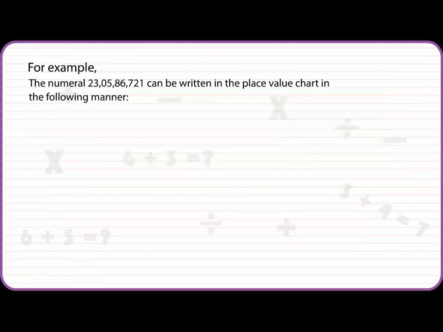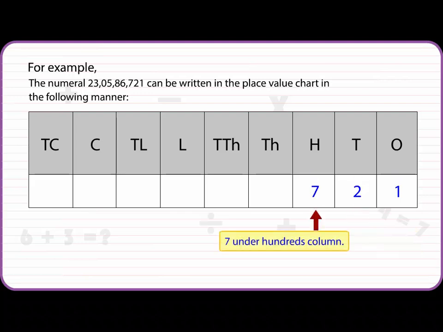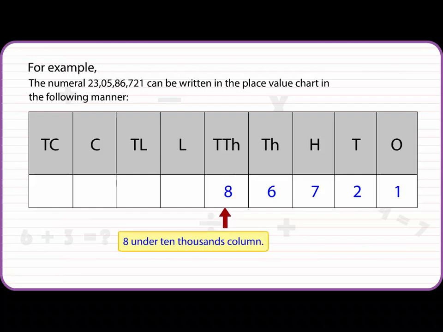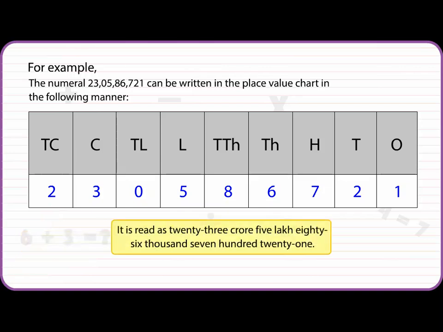For example, the numeral 23 crore 5 lakh 86,721 can be written in the place value chart in the following manner: 1 under 1's column, 2 under 10's column, 7 under 100's column, 6 under 1000's column, 8 under 10,000's column, 5 under lakhs column, 0 under 10 lakhs column, 3 under crores column, 2 under 10 crores column. It is read as 23 crore 5 lakh 86,721.